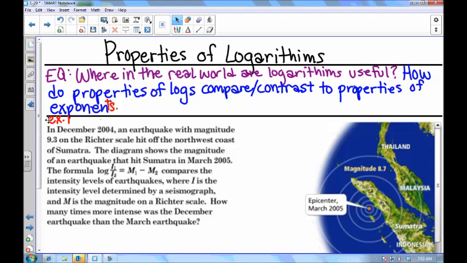So, for this example, would you please write down anything that sounds important? You don't have to write it down word for word. Just highlight the important information. In December 2004, an earthquake hit with magnitude 9.3 on the Richter scale.